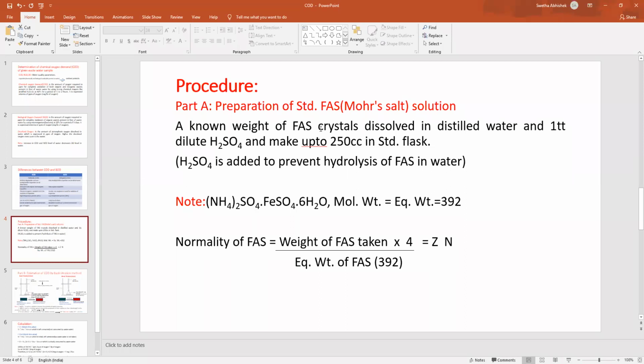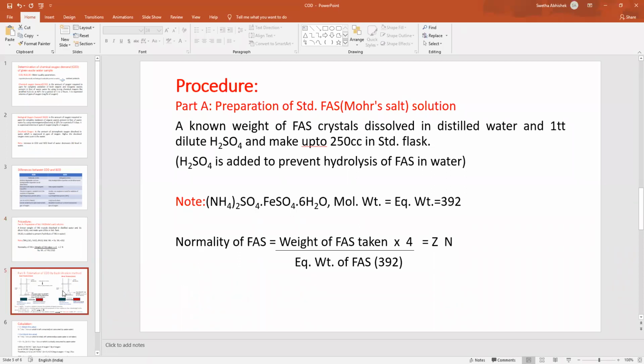As you call it a standard solution, you should know its strength or concentration, which is calculated in terms of normality. So how to calculate normality of FAS? Normality of FAS is equal to weight of FAS taken times 4 divided by equivalent weight of FAS, that is 392. The equivalent weight or molecular weight of FAS is the same, that is 392. So we calculate the strength of FAS in terms of normality. Let me take this value as Z normal. Remember, the normality of FAS is taken as Z normal. So this is the first part of the procedure.